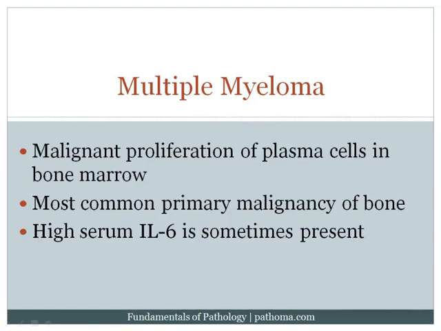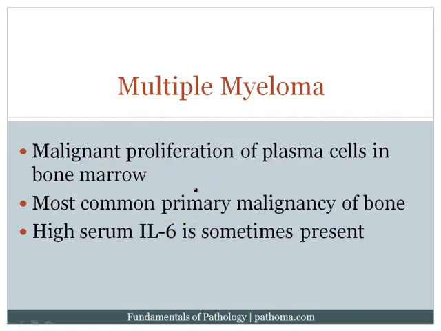Multiple myeloma is a malignant proliferation of plasma cells. It's the most common primary malignancy of bone. Overall, the most common malignancy to involve bone is actually metastatic carcinoma, but notice here that we're saying the most common primary malignancy of bone.